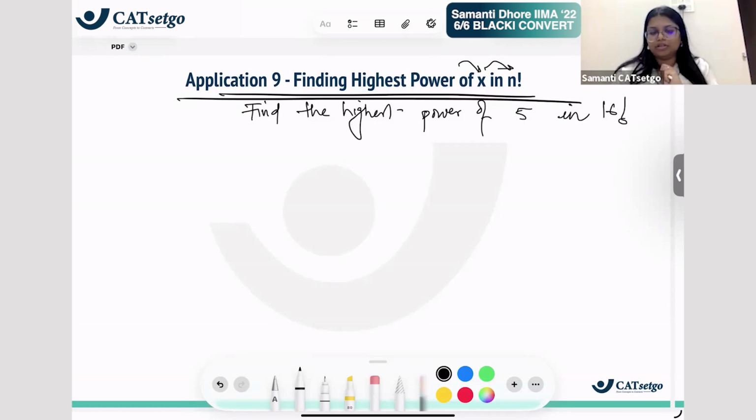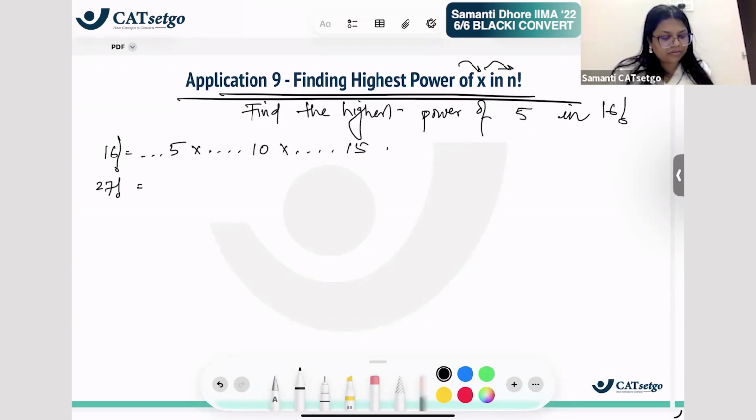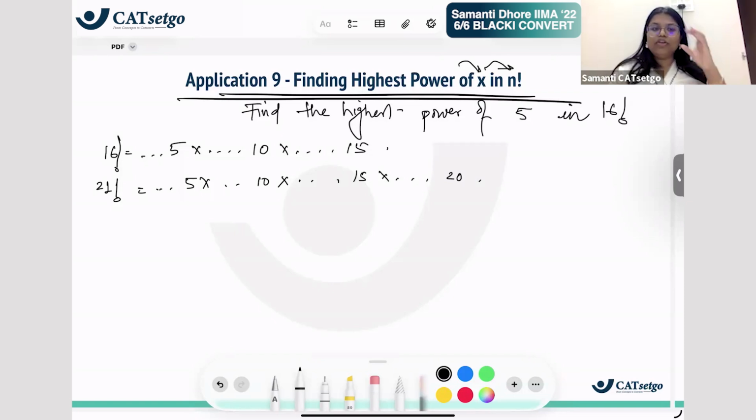Now understand the logic. What happens is, every time I write 16 factorial, where am I going to get 5 from? I'm going to get 5 from 5, 10, and 15. Yes or no? This is where I'm going to get 5 from, right? If I write 27 factorial, or let's say I write 21 factorial, where am I going to get 5 from? 5, 10, 15, 20. Correct.